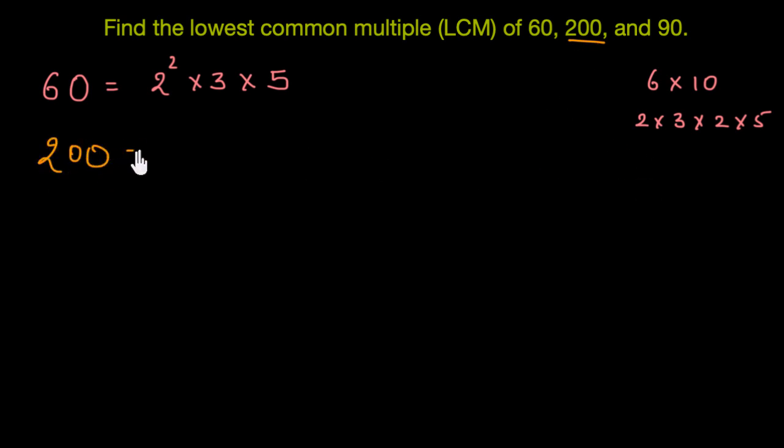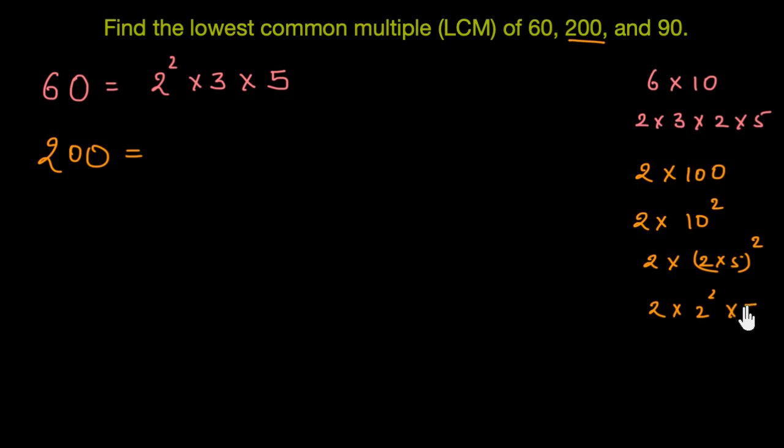200 can be written as 2 times 100, which would be equal to 2 times 10 square, which would be equal to 2 times 5 whole square, which is finally equal to 2 times 2 square times 5 square. So the prime factorization of 200 would be 2 to the power 3, 2 cube, times 5 square. And finally we have 90.